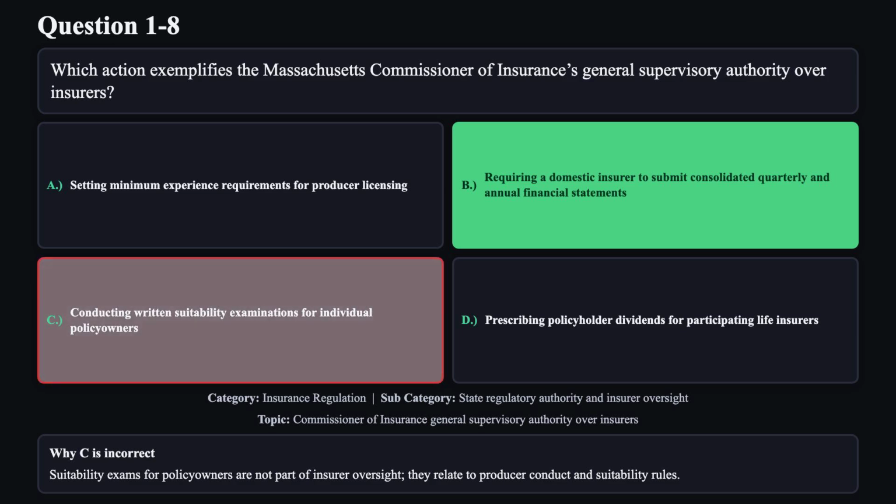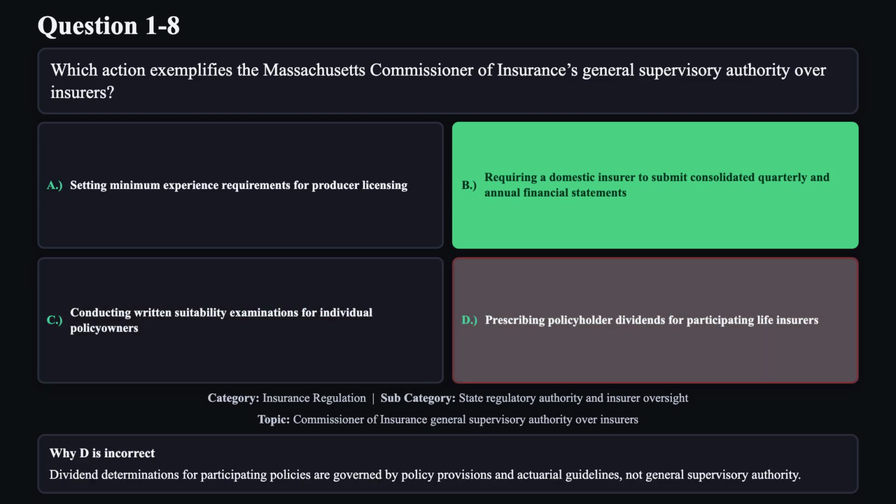Reason C is not correct. Suitability exams for policy owners are not part of insurer oversight. They relate to producer conduct and suitability rules. Reason D is not correct. Dividend determinations for participating policies are governed by policy provisions and actuarial guidelines, not general supervisory authority.